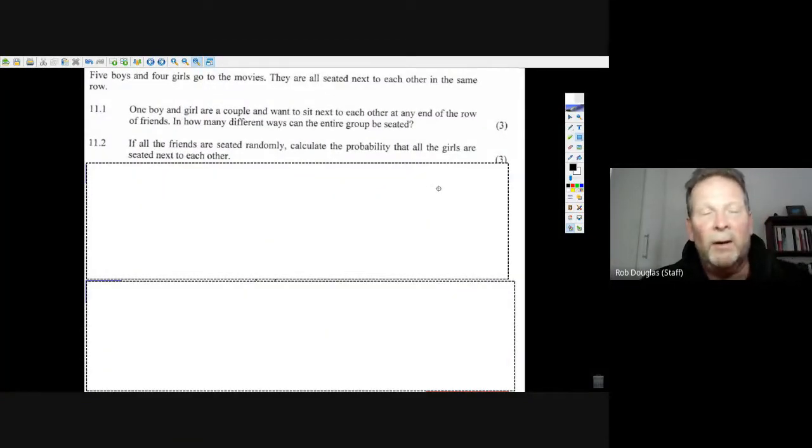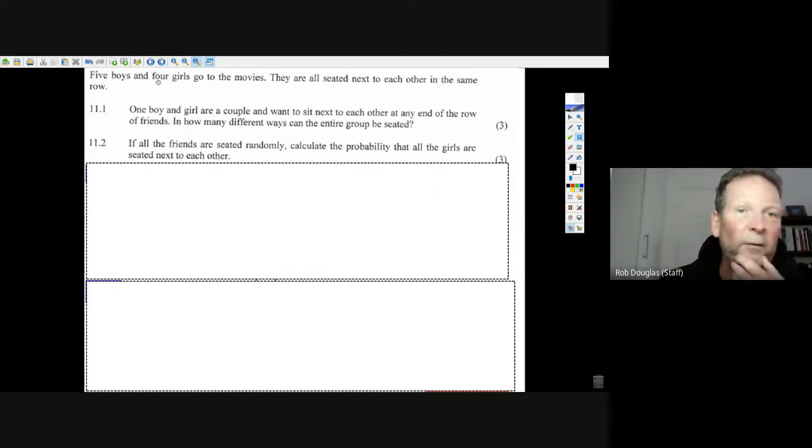Okay, this is the last permutation problem of the probability workshop. And let's just do it. 5 boys and 4 girls go to the movies. They're all seated next to each other in the same row. Ooh, okay. Sounds like 9 people.